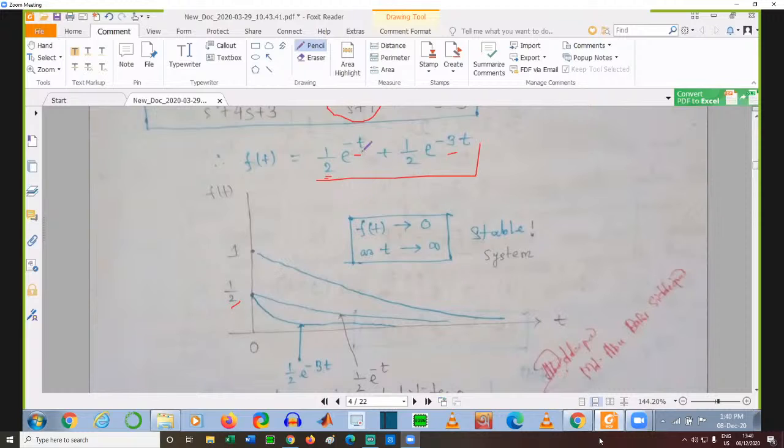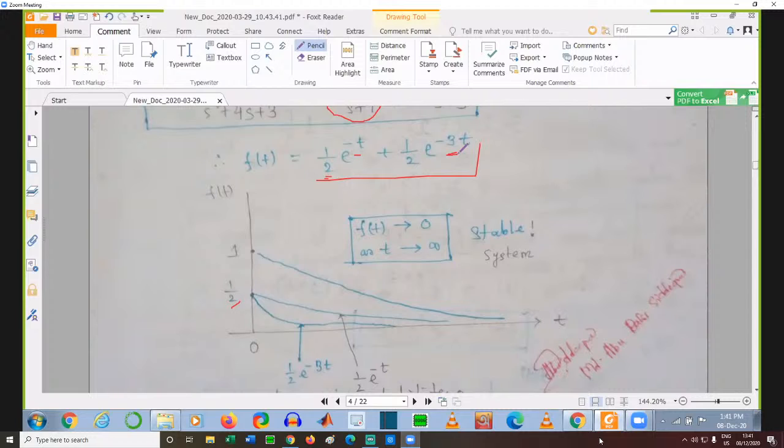So e to the power minus t and e to the power minus 3t, which one will decay faster? Yes, you are right. Coefficient 3 is greater than coefficient 1. And minus does not count because minus means decay. Minus 3 is less than minus 1, that is okay.